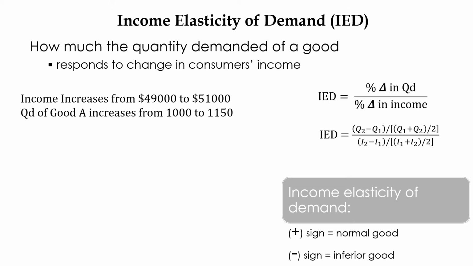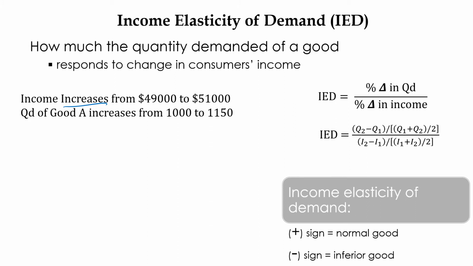It says income increases from 49,000 to 51,000. We'll just say that income increases across the country. The average income across the country was 49,000. Now it's moved to 51,000. And what we've seen is an increase in the quantity demanded of good A from 1,000 units to 1,150. All right, so right away we should be able to see, is this an inferior good or is this a normal good?